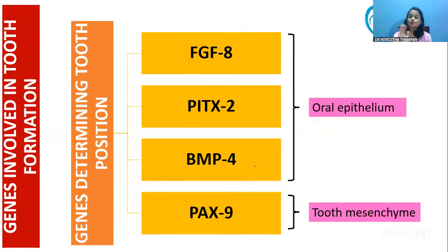Then the tooth position is also mainly determined by these 4 genes, which are FGF8, fibroblast growth factor 8, and PITX2, the paired-like homeodomain transcription factor gene.